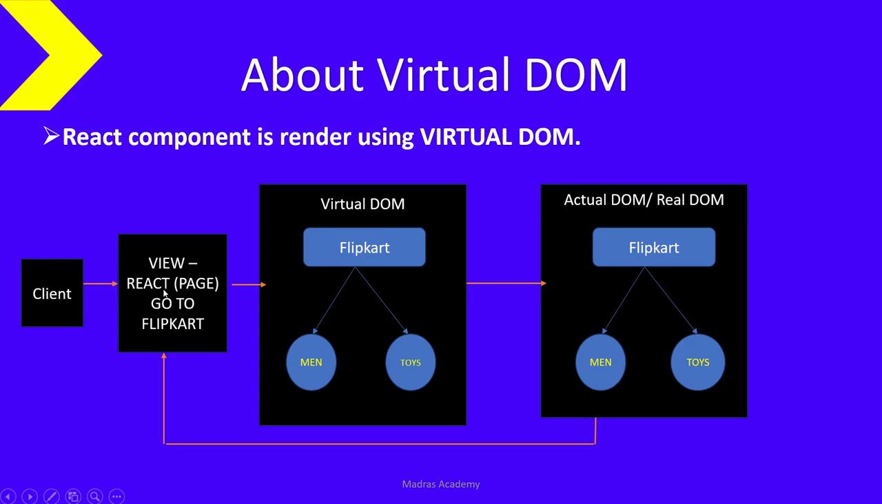Immediately whatever request we get, that request will be updated in the virtual DOM. Each and every time it won't pass the request to the server. So using this virtual DOM, it will send the request to the actual DOM, and the actual DOM will respond to the client view. Like this, the virtual DOM process will work.